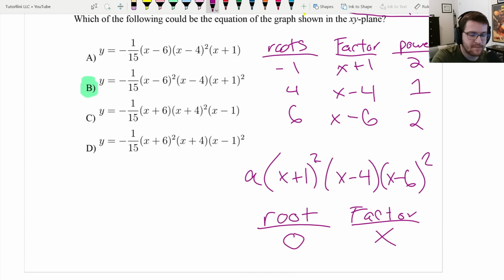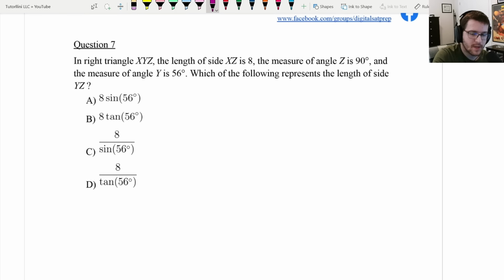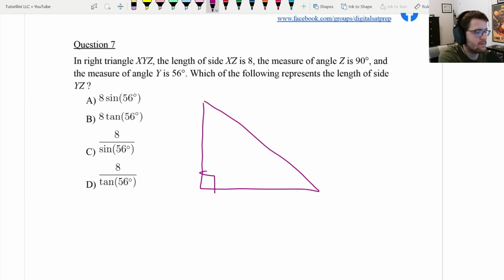Okay, let's move on to the next question. Okay, so hopefully I did this right. We need to make a picture of a right triangle, so let's do that. We're going to say angle z is 90, so I'm going to make this point z, and how about I make these other points x and y? It says xz is 8, so let's put that. And it says the measure of angle y is 56, so let's put that.